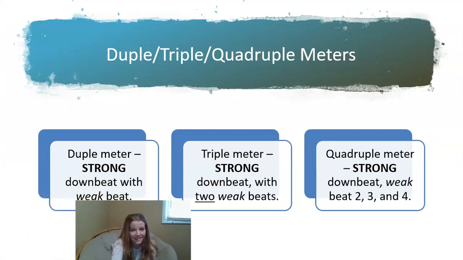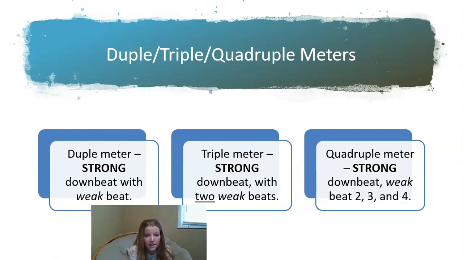So we use our prefixes that make sense to us. Duple equals 2, which has a strong downbeat and then a weak beat. So that's 2 total beats. Then there's triple meter, which has a strong downbeat and 2 weak beats. So that has 3 total beats. And quadruple has a strong downbeat and then a weaker 2, 3, and 4. So use your prefixes to help you remember which ones those are. Duple has 2. Triple has 3, and quadruple has 4. And each of these have a strong downbeat and then weaker other beats. Again, this will make more sense in a second.